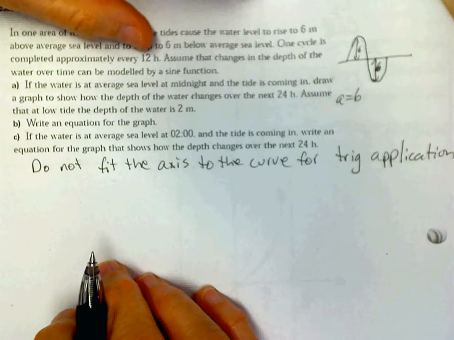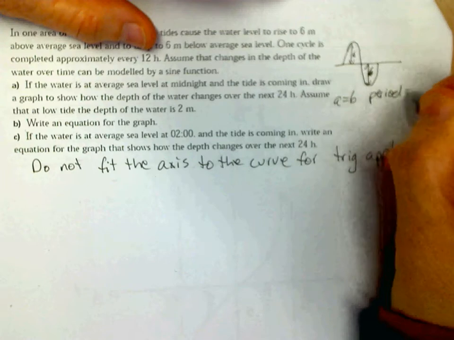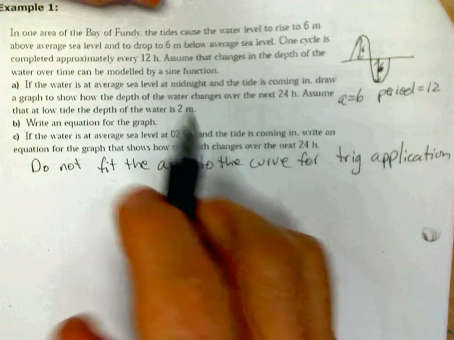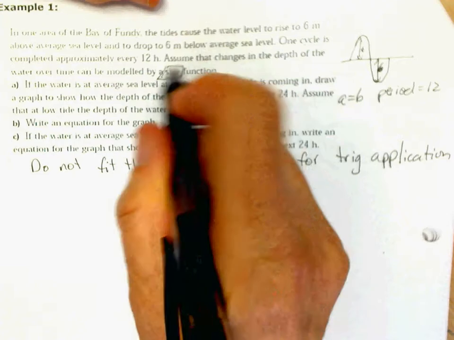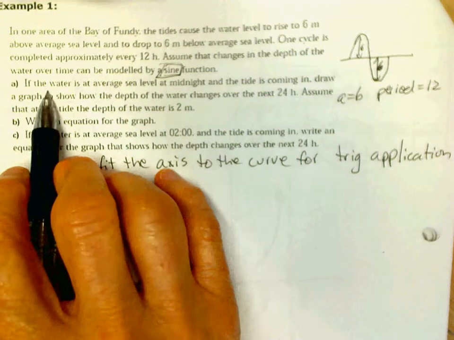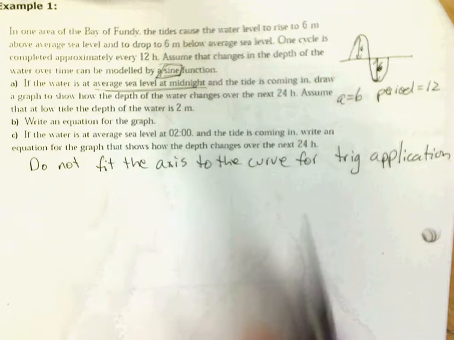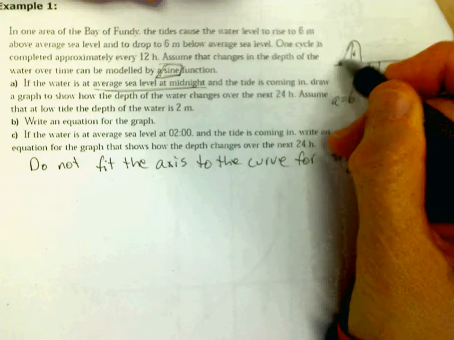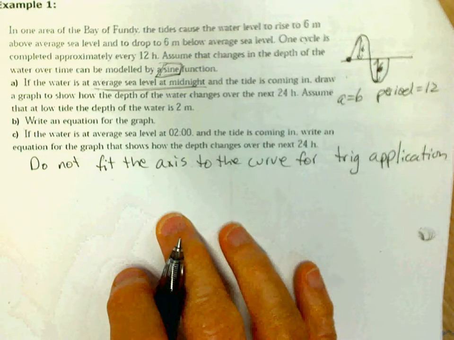One cycle is completed every 12 hours, so you know the period equals 12. Assume that changes in the depth of the water over time can be modeled by a sine function. We're going to find equations using sine and cosine to get you used to it. If the water is at average sea level at midnight, so let's now start. So that means this point at average sea level is at midnight. Let's just start drawing that here.